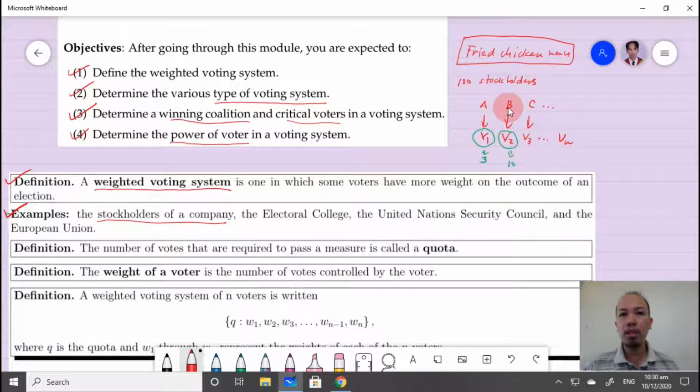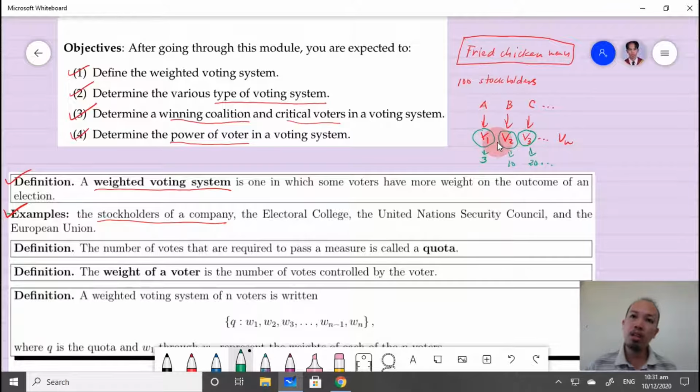Stockholder V2, or letter B, has 10 shares, and V3 has, let's say, 20 shares, and so on and so forth. Remember, there are 100 stockholders. If they want to pass a measure, such as this menu as the new menu for the Jollibee Corporation, they have to vote. All the 100 stockholders must vote.